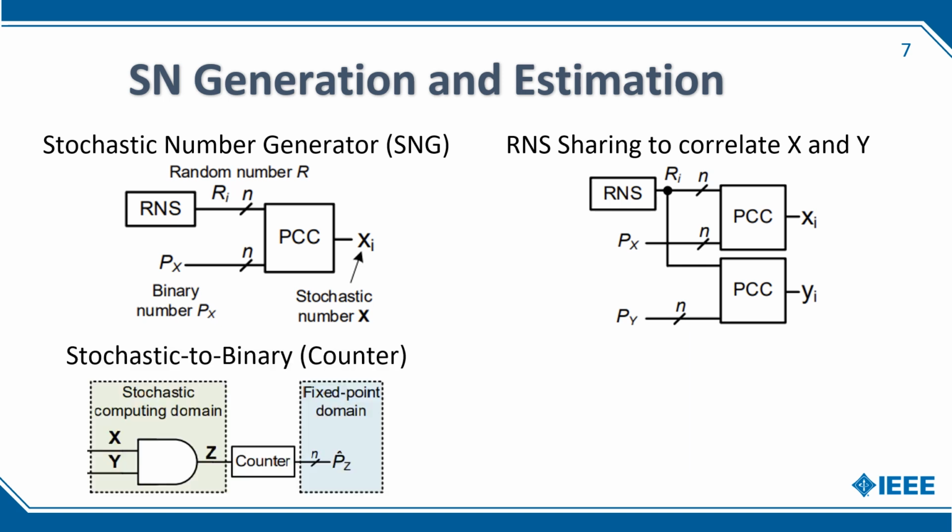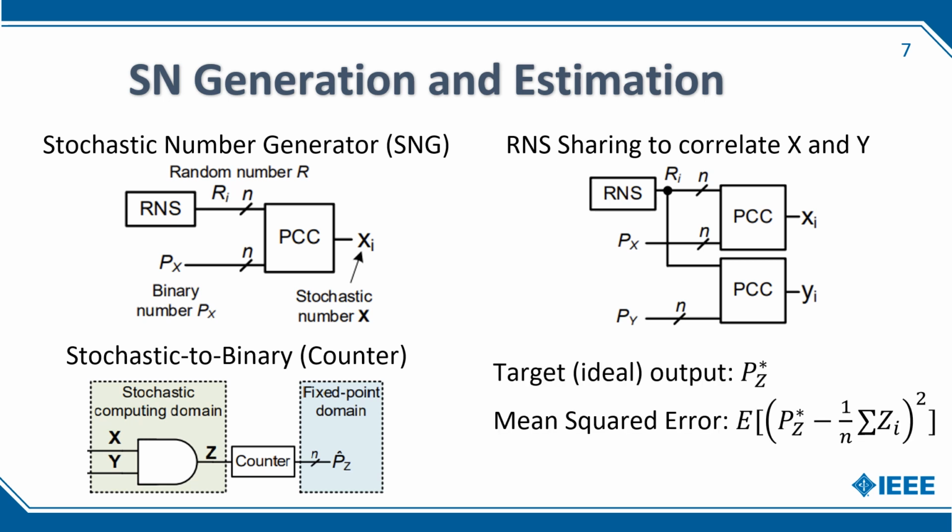To convert a stochastic number back into binary, a counter is used to sample the bit streams over n clock cycles. This produces an estimate of the target output function from which overall circuit error is found using the mean squared error, or MSE, measure. It can be shown that the error due to improper correlation usually dominates the MSE as the bitstream length increases.